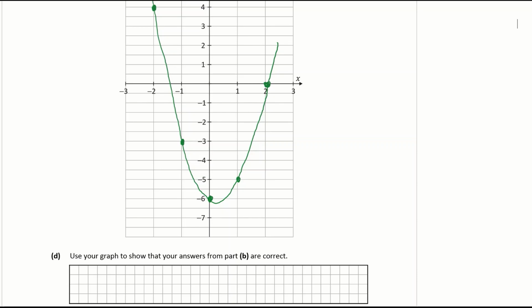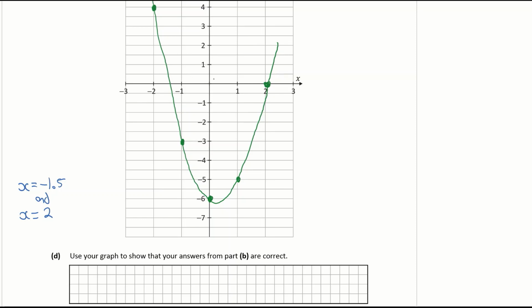So first thing I'm going to do is go back and take my answers from part B. My answers for part B were x is equal to minus 1.5, and I also got x is equal to positive 2. And I now need to use my graph to show that they're correct.